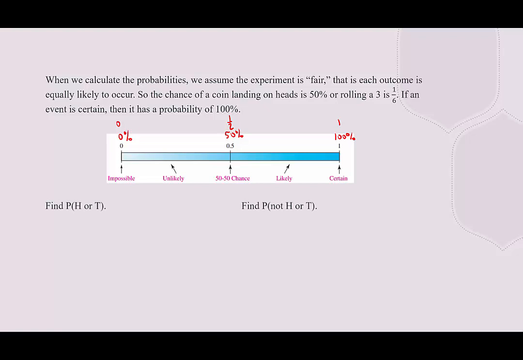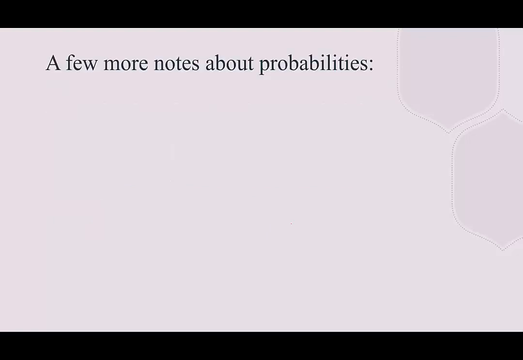The probability of flipping a coin and it landing on heads or tails, well, that is the entire sample space. There's nothing else that could happen. There's a 100% chance that it's going to land on heads or tails. On the other hand, the probability that it does not land on heads or tails, well, that's impossible. It has to be one or the other. This would have a 0% probability. That cannot happen. And then we use this as a guide to help us decide whether something is less likely to occur or more likely to occur.